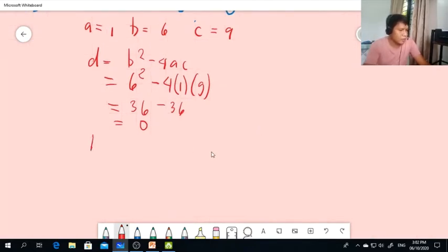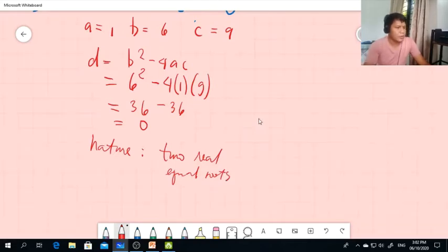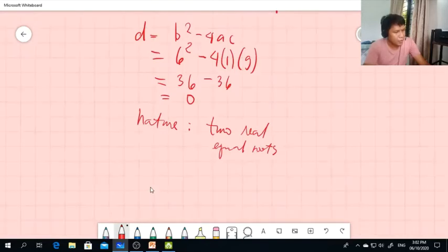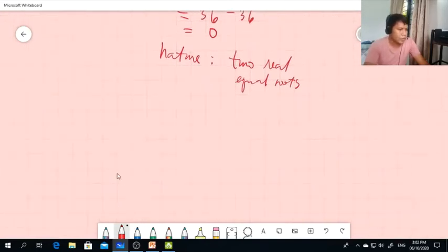And the nature of the roots of this quadratic equation is actually, when d is 0, there are two real and equal roots. Okay, there are two real and equal roots. Okay, because the discriminant again, in this particular example, is 0.